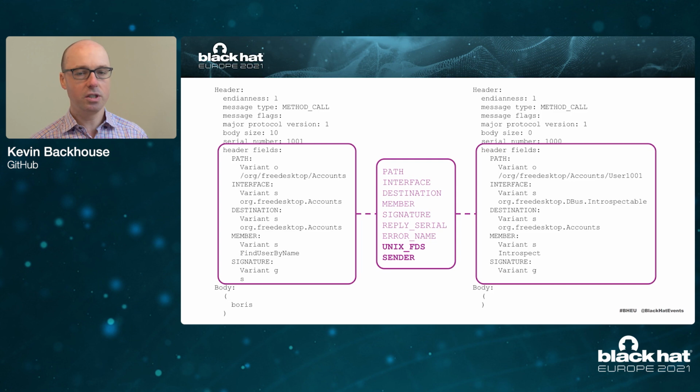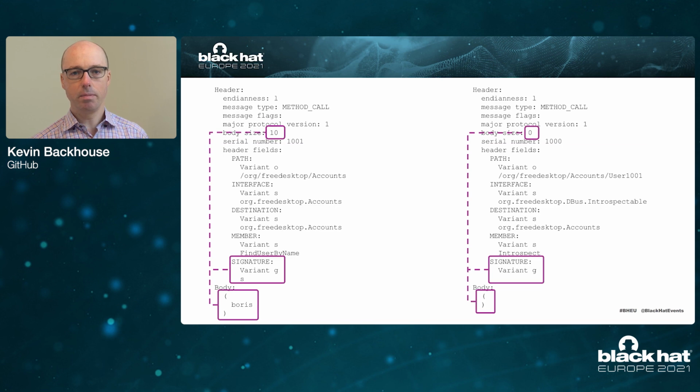The first is Unix FDs, which allows you to attach file descriptors to the message. That can be used, for example, to share a file with a system service in a reliable way that isn't vulnerable to something like a TOCTOU attack. The second is the sender field, which is added by the dbus-daemon. That's really valuable for security because the sender field can't be spoofed. It allows system services to reliably check things like what the user ID is of the sender that they just received a message from.